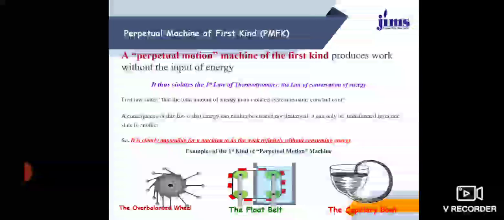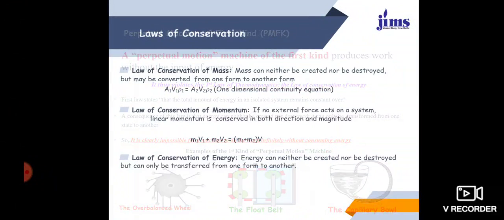So the first law states that the total amount of energy in an isolated system remains constant over time. The consensus of this law is that energy can neither be created nor destroyed. It can only be transferred from one form to another. So it is clearly impossible for a machine to do work infinitely without consuming energy. Examples of the first kind of perpetual motion machine are the overbalanced wheel, the float belt, and the capillary bowl.